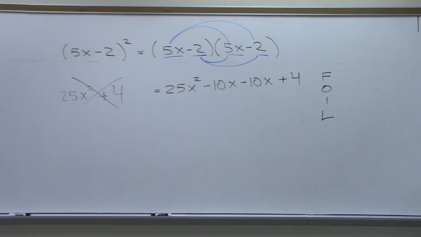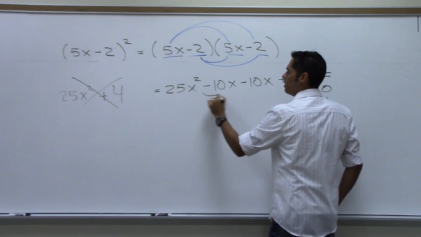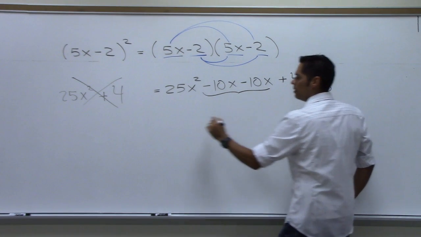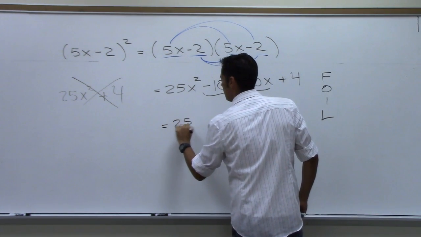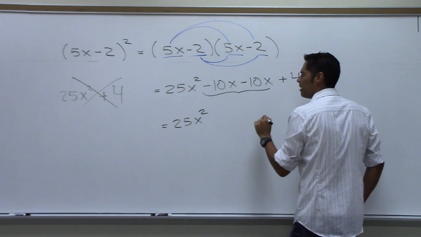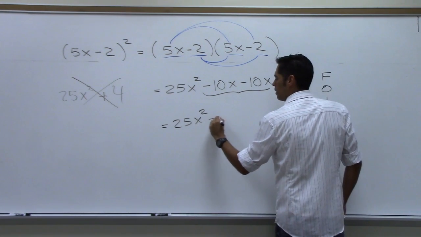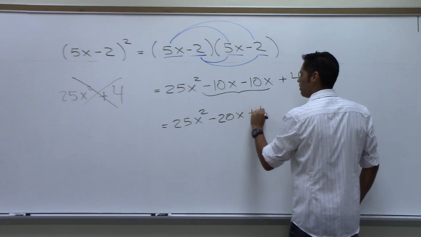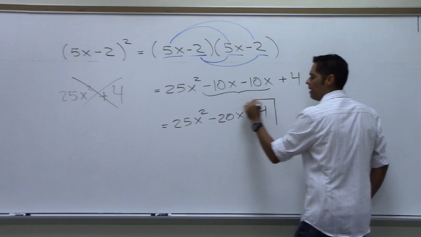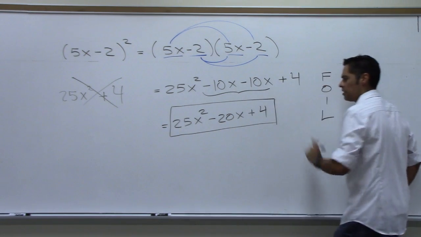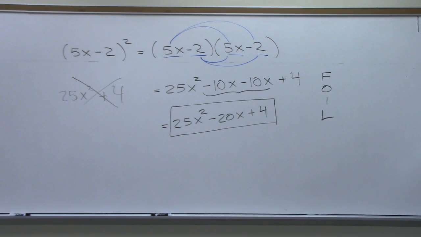And then I try and combine any like terms together. So combine these. These x's can go together. So I have 25x squared. These two together become what? Negative 20x, and then plus 4. And that's it, right? It's an expression, so I'm done.